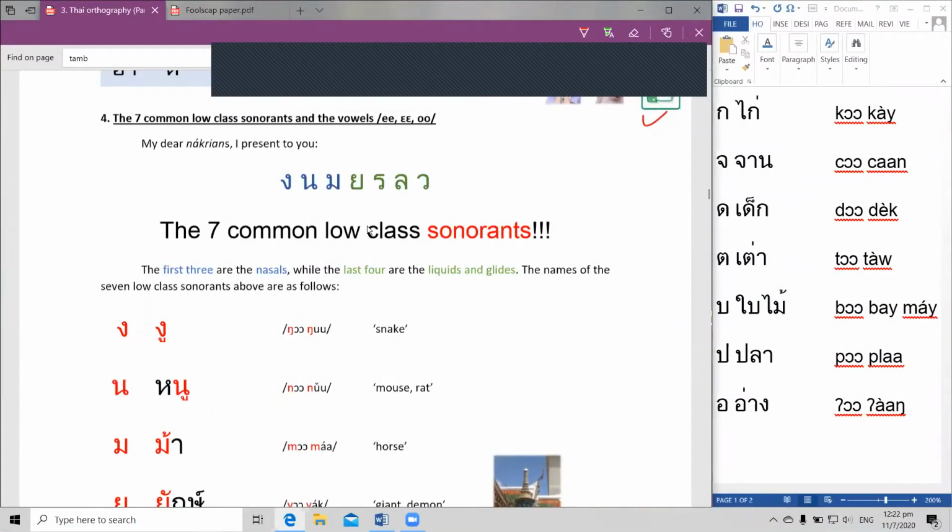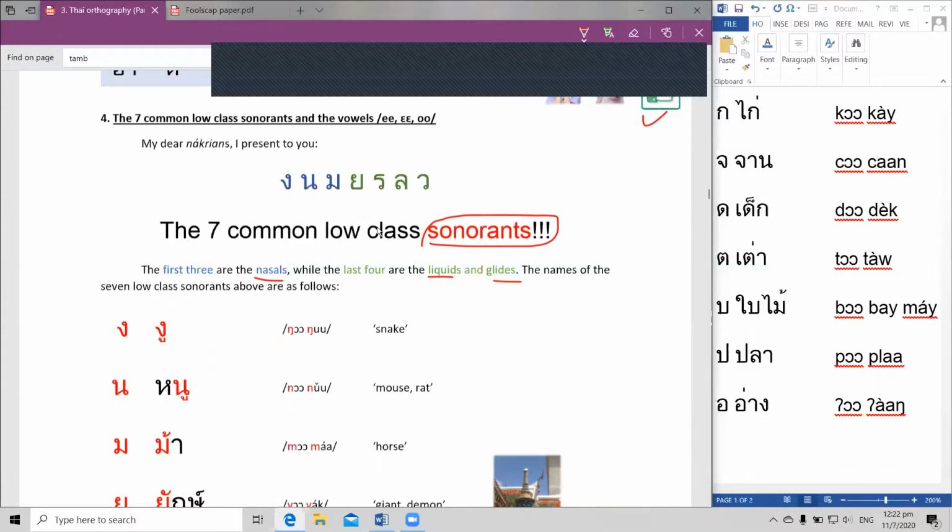The next set of 7 consonants are the 7 common low class sonorants. Alright, sonorants. Sonorants are consonants that are nasals, liquids, and glides. It's a kind of technical term, but what they are is that they can be pronounced very long. You can keep on enunciating them when you say them.